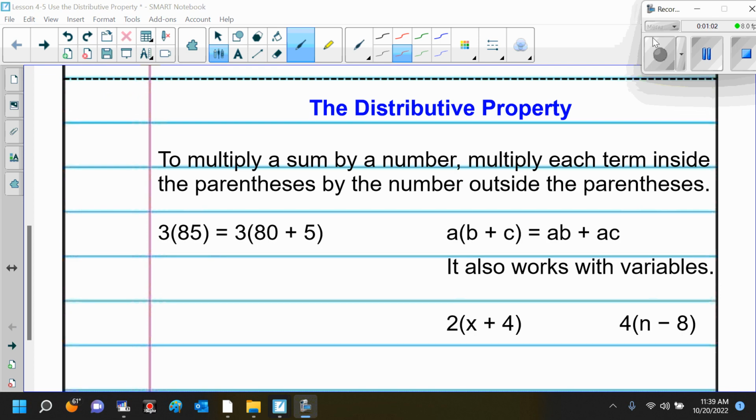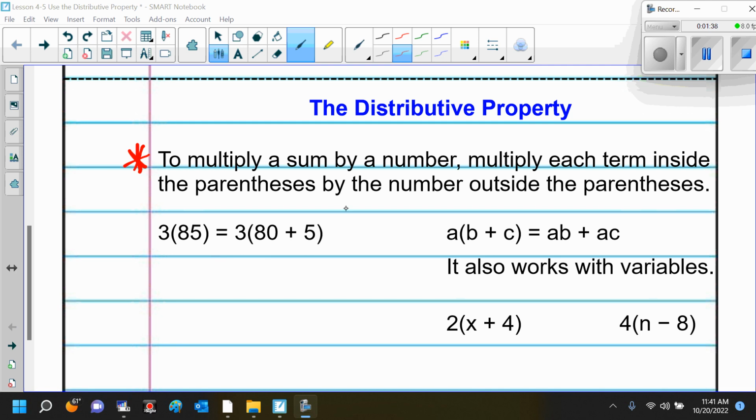So with the distributive property, please make sure you write down this sentence. To multiply a sum by a number, you're going to multiply each term inside the parentheses by the number outside the parentheses. Please make sure you write that down. So here we're going to multiply 3 times 85. Now, what we're going to do is split up that 85 into 80 plus 5. Okay? And then we're going to use the distributive property.